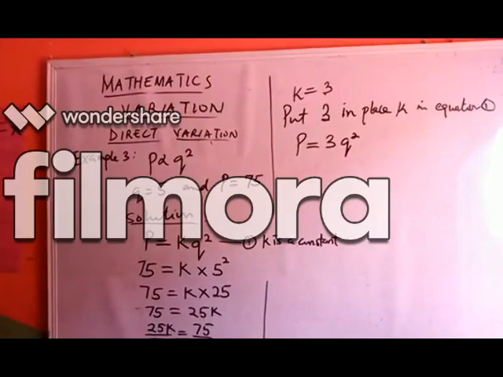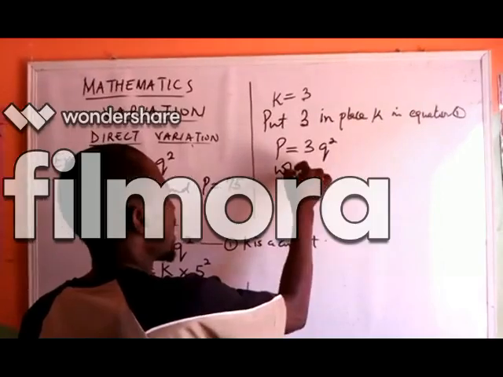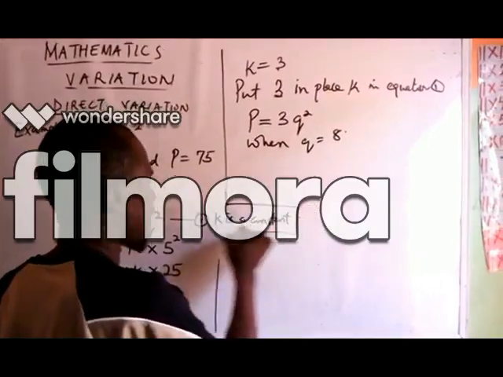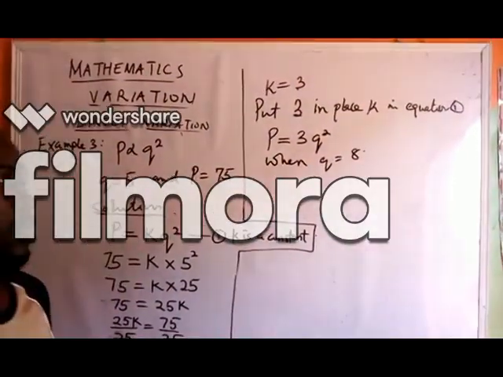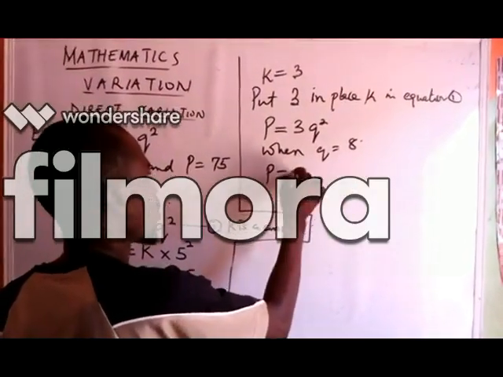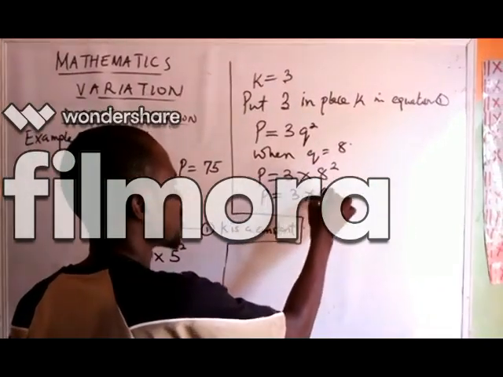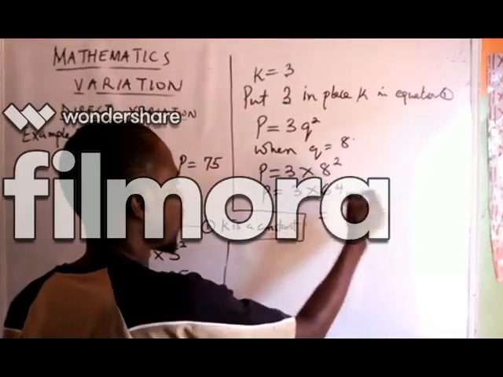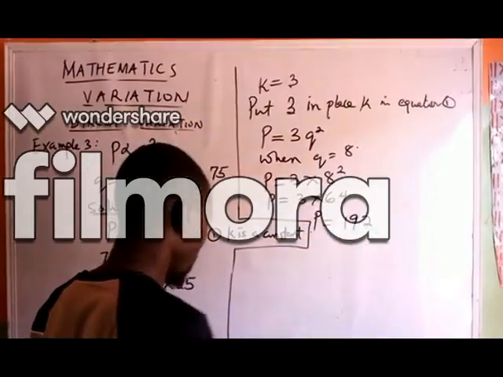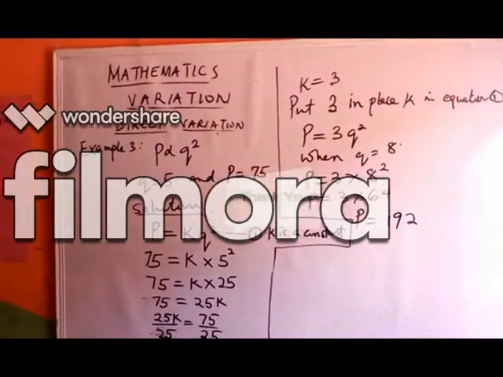The question may also go further by asking you some further questions, as you have in this example: when Q is 8, what is the value of P? Now, when Q equals 8, you are using this formula for subsequent solution. You say P equals 3 times 8 squared. P equals 3 times 64. What is 3 times 4? 12. 3 times 6, 18 plus 1, 19. That means your P equals 192. That is the solution. Thank you very much.